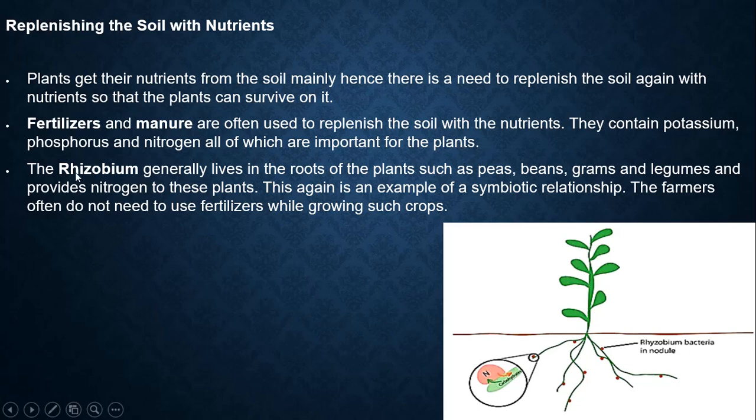Along with this, there is a bacterium known as rhizobium. It lives in the root nodules of leguminous plants. For example, peas, beans and grams. This type of plant contains rhizobium bacteria in the root nodules. This bacteria helps to convert atmospheric nitrogen into a soluble form so that the plant can take the nitrogen from the soil. So for this reason the farmers often do not use fertilizer but they grow leguminous plants.